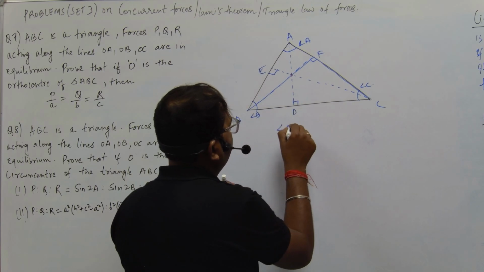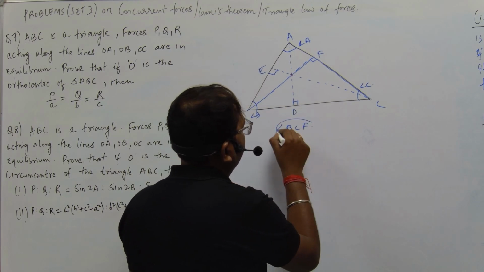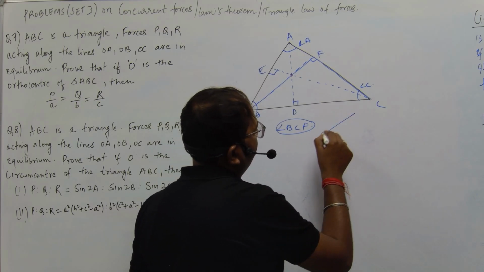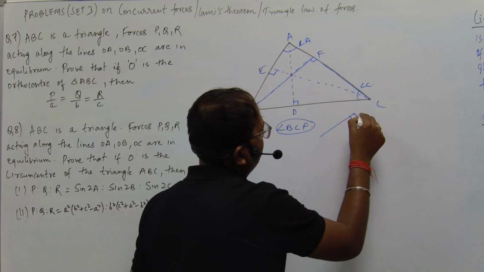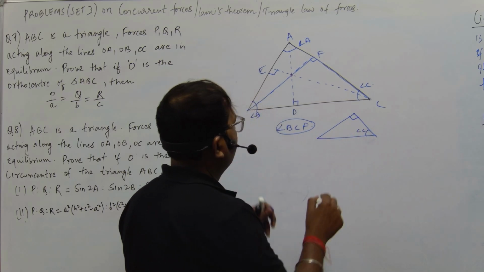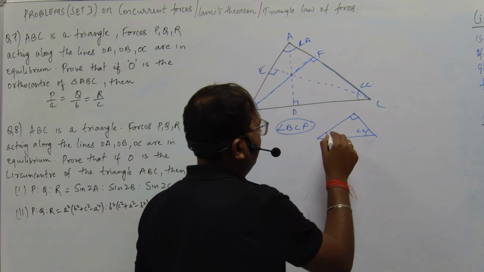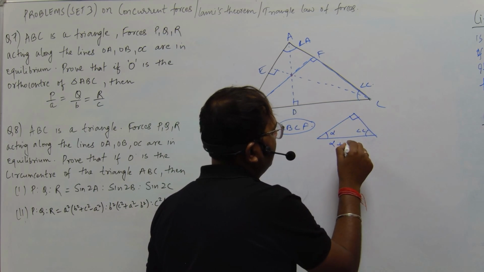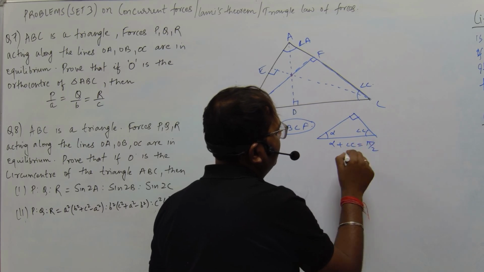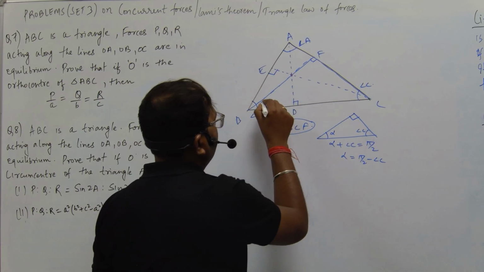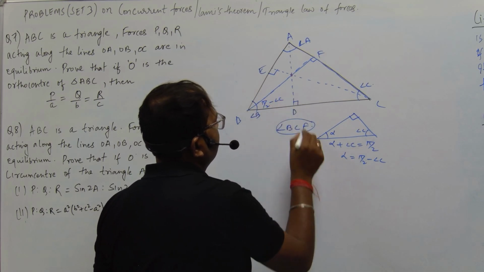In triangle BCF, this is 90 degrees, this is angle C, and let us take this as alpha. So this is 90 degrees, so alpha plus angle C is equal to pi by 2. This means alpha is equal to pi by 2 minus angle C.